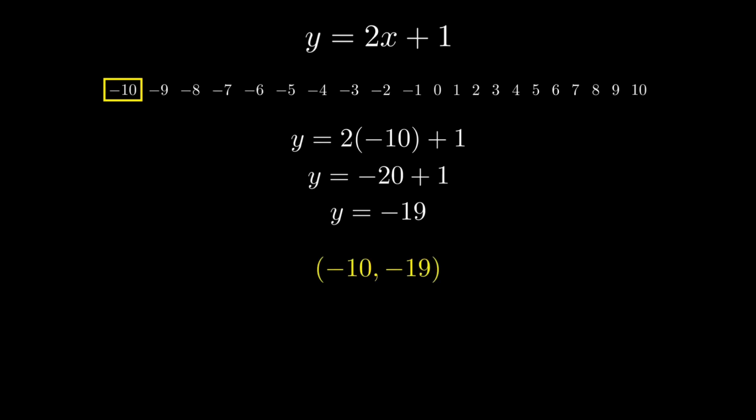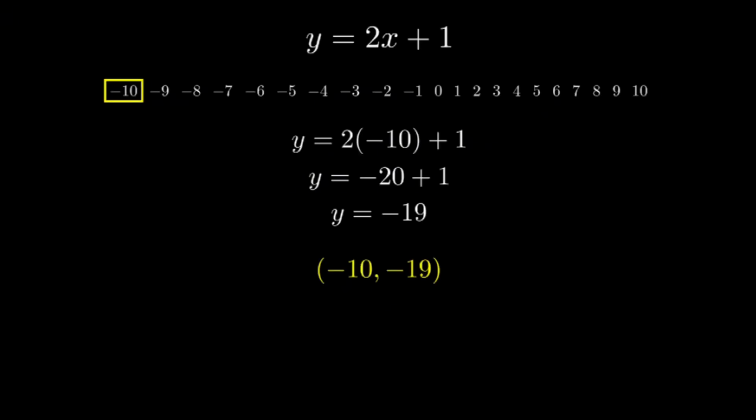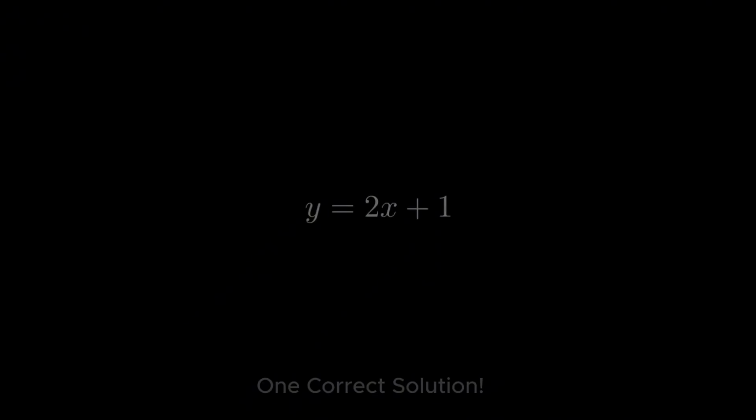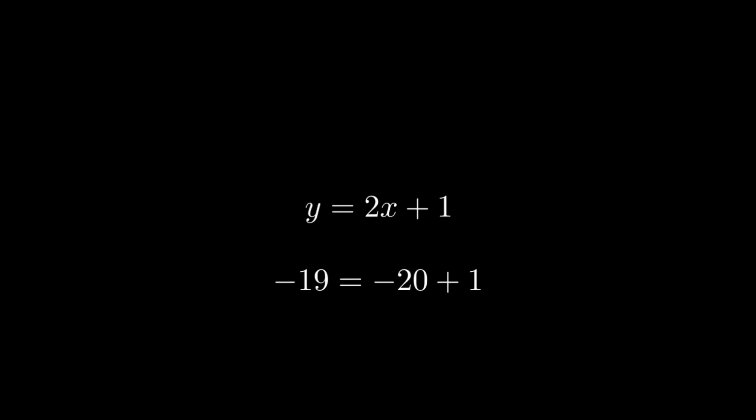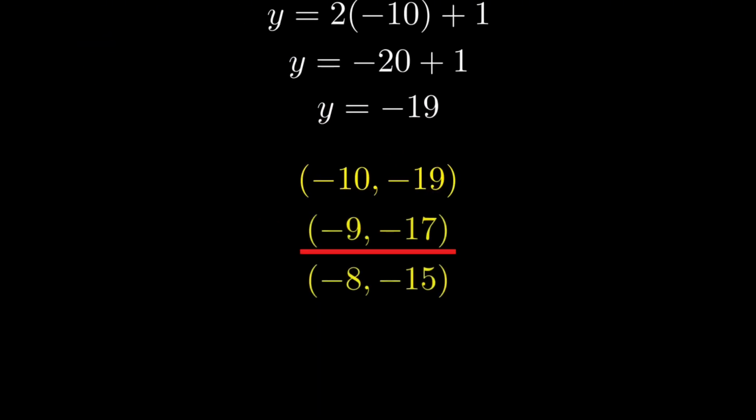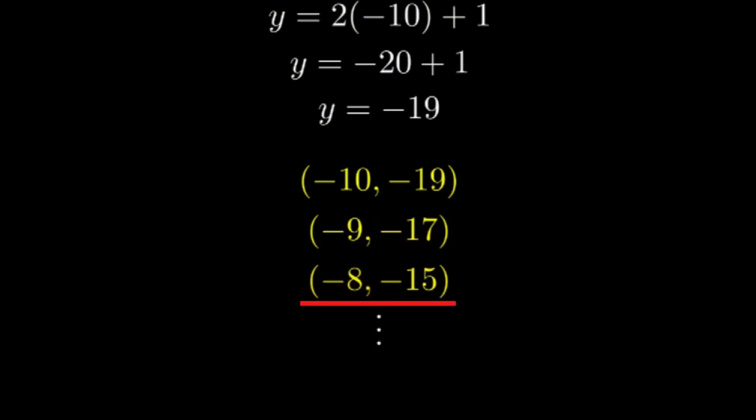This means (-10, -19) is one correct solution to the equation, because substituting x equals -10 and y equals -19 satisfies the equation y equals 2x plus 1. Using the same process, if x is -9, then y is -17. If x is -8, then y is -15.